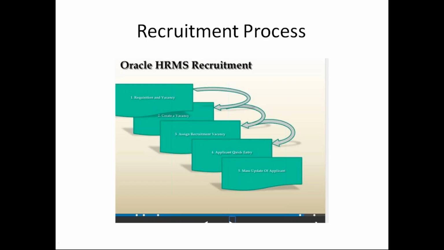Next, the second one: create a vacancy. Who will create this vacancy? It may be a dual role, either the corresponding department or the HR department, whoever creates it. If it needs the corresponding department's approval, then that has to be decided. If it is a finance department vacancy, they will create it and send it for approval to the finance head. Once the finance head approves, it comes directly to the HR or recruitment department. This is called assigned recruitment vacancy.